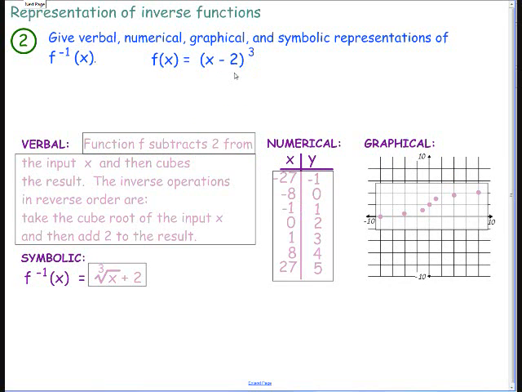How about this one? There's more than one thing happening here, isn't there? We've got an input and we're subtracting 2 from it, and then we cube it.